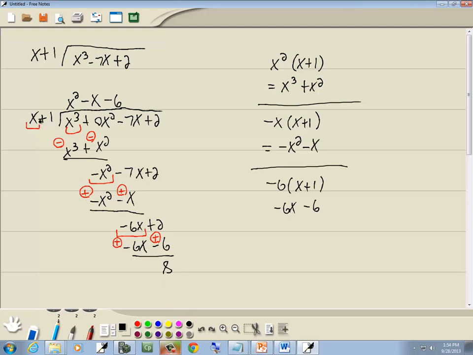Now the degree of what we're dividing by is 1. Degree is the largest power of x. The degree of this 8 is 0. When the degree of this is less than what we're dividing by, this is your remainder. So our answer is going to be x squared minus x plus 6 plus, we take our remainder and put it over what we're dividing by. So 8 over x plus 1. And that's our answer.